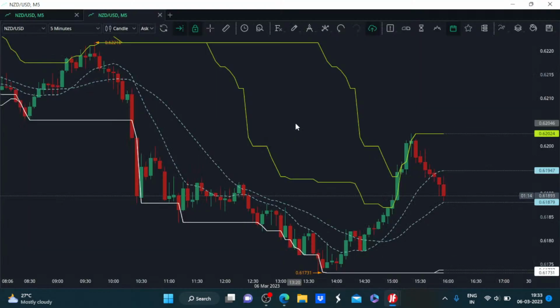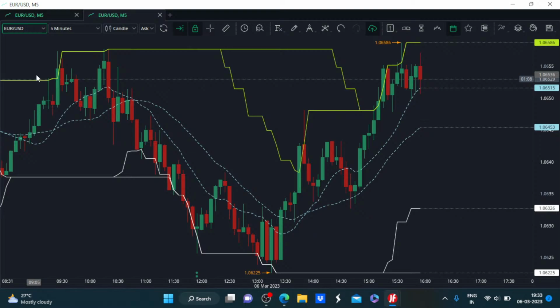This is the NZD chart. Let's consider first the price action for Euro USD, and afterwards we will consider the developments in other major currency crosses like AUD, NZD, GBP, JPY, CAD, and not to forget the Swiss franc.